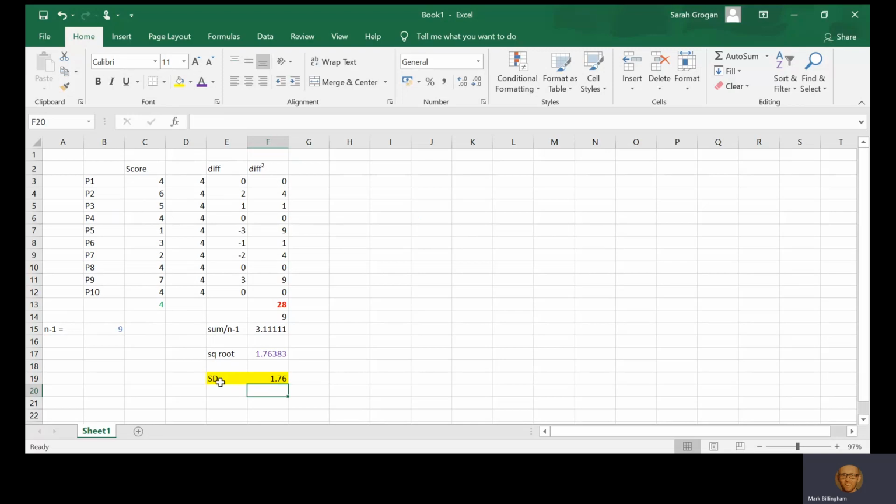So remember again, that standard deviation of 1.76 tells us that most scores, on average, are 1.76 above the mean or 1.76 below the mean. And because that standard deviation is low, because 1.76 is low, we know that most scores are close to the mean itself. And again, we can see that, okay? There isn't a great range of scores here. Most scores are close to that mean of 4.